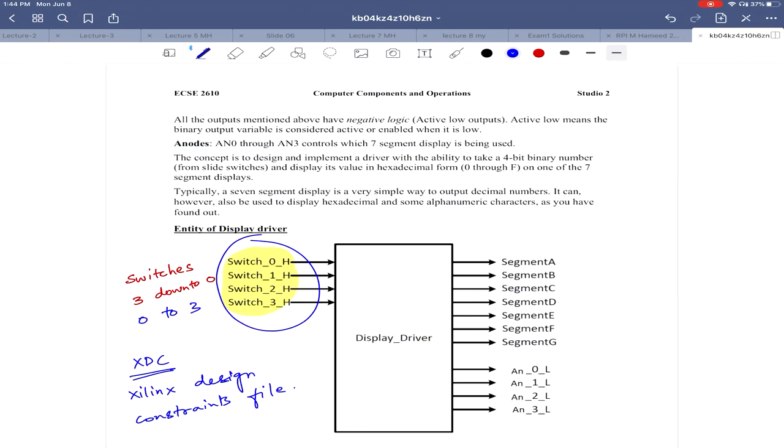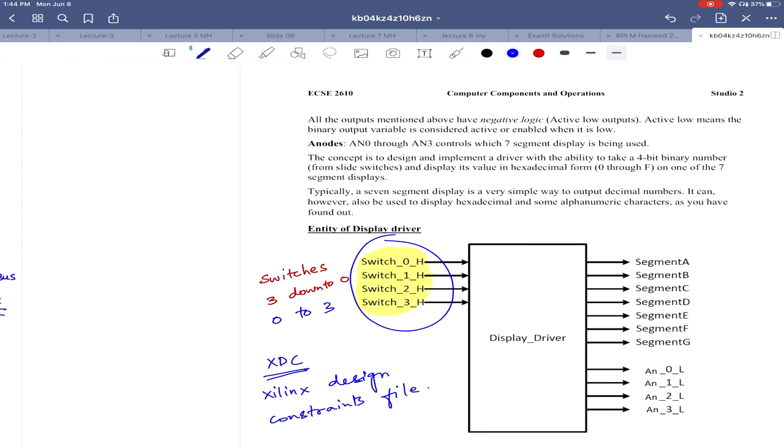It's like a combination of multiple ports, but they have a theme. They have a theme of being used for one objective, right? So switches are all inputs in this case. There are 4 of them, but they are serving the same purpose.